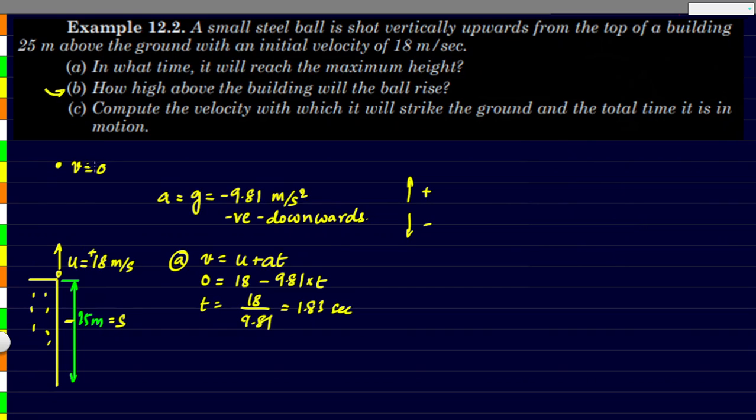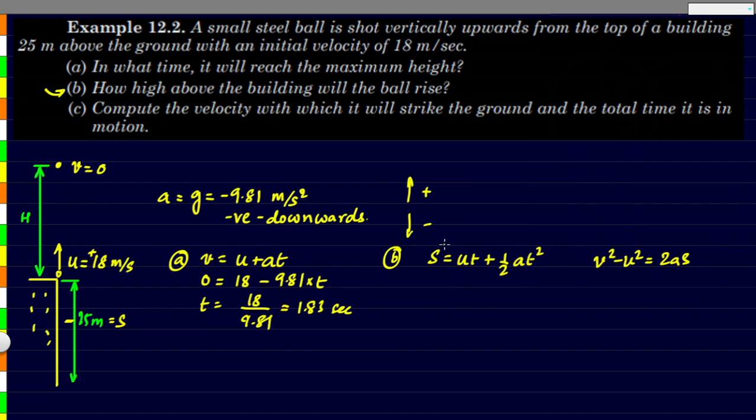Now coming to the second bit here, we've been asked how high above the building will the ball rise. So here we need to find this height. We're going to take this as the b bit, and since we want to find the height, there are basically two equations which involve height, or s. The s equals ut plus half at square is one equation, and the second one is v square minus u square equal to 2as. Any one of these we can use, because we have already found the time.